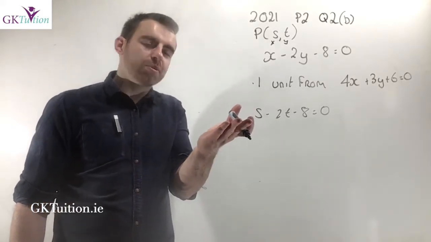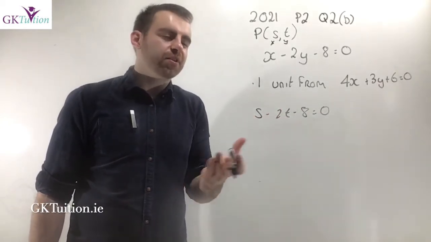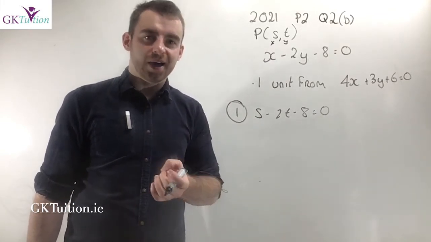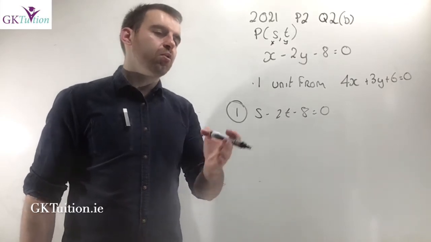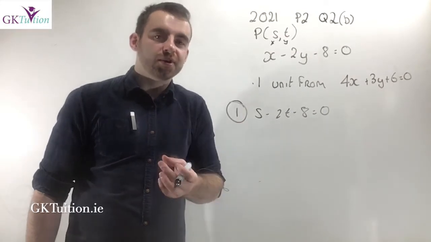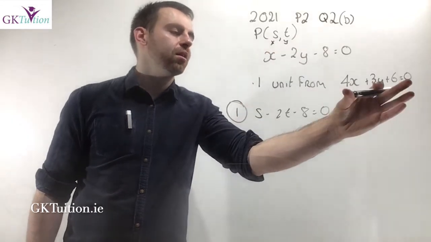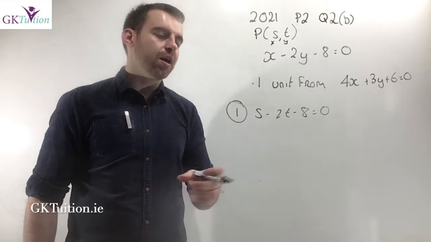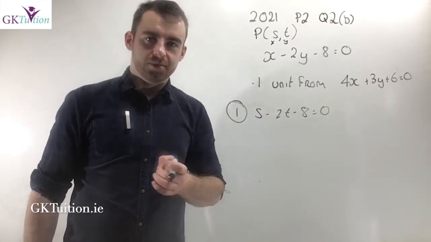Now obviously it's impossible to find s or t there because there's two unknowns in one equation. So I have to table that one for the moment, but that's equation 1, and we're going to come back to that once we've got our second equation. To come up with our second equation, we know that the distance from the point P to this line is 1 unit. That refers to the perpendicular distance. The perpendicular distance from s, t to the line is simply 1. So I can sub into the perpendicular distance formula and I'll be able to come up with another equation in s and t, and then I'll solve my simultaneous equation.